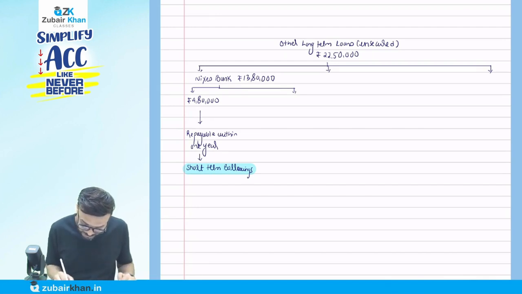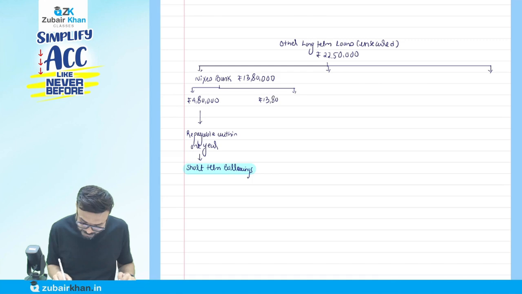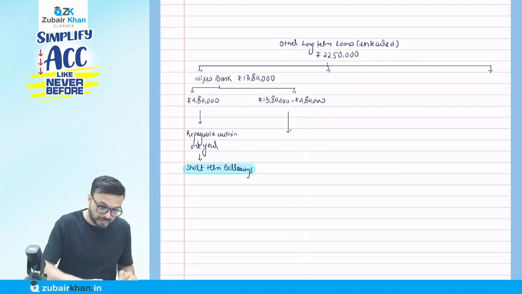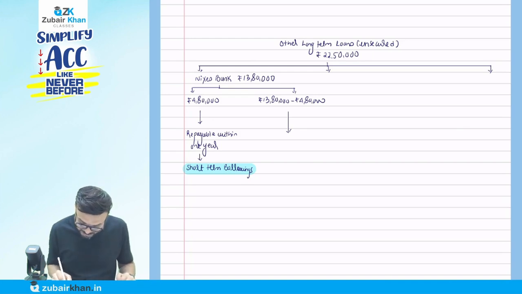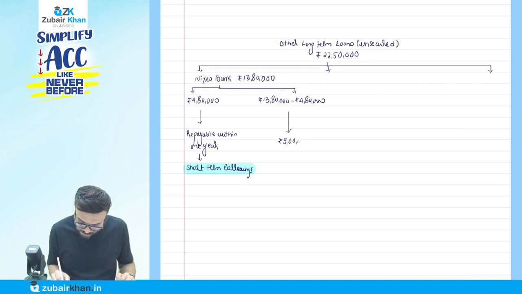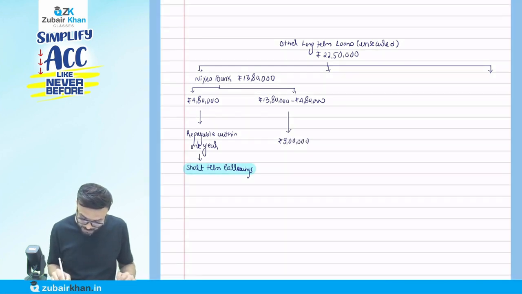So I will say that out of 13 lakh 80,000 minus 4 lakh 80,000, how much is coming here? 9 lakh. That is going to come in long-term borrowing.